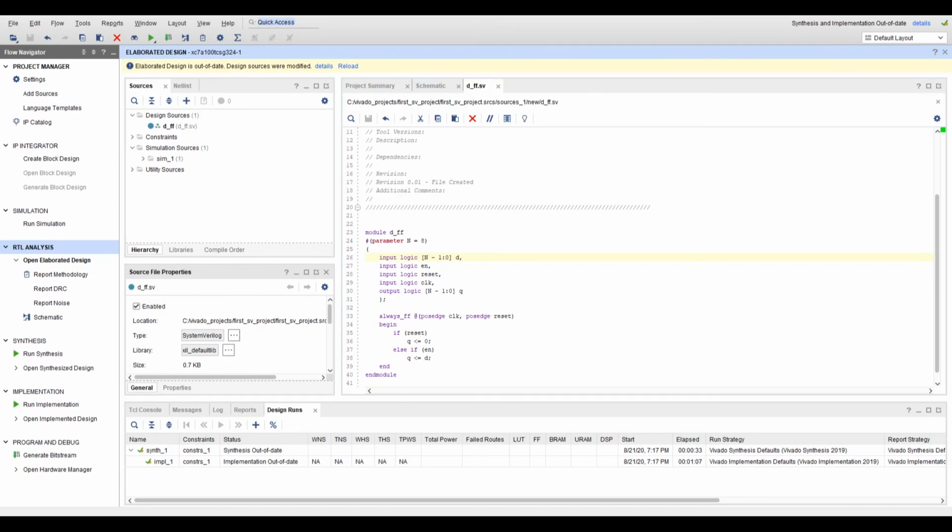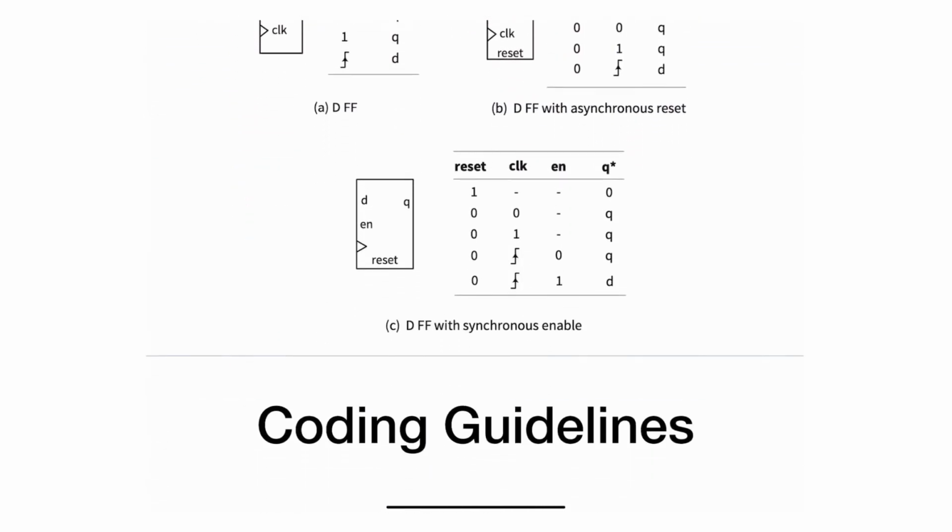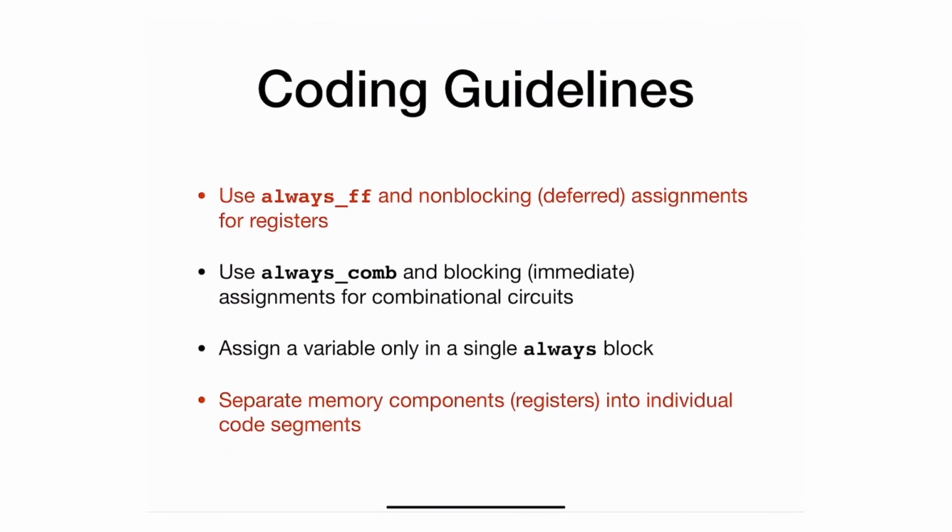And that's basically how simple this is. So what I wanted to show you is the usage for the first guideline, okay? And I just showed it to you: you should always use always_ff and non-blocking together when you're dealing with sequential circuits.